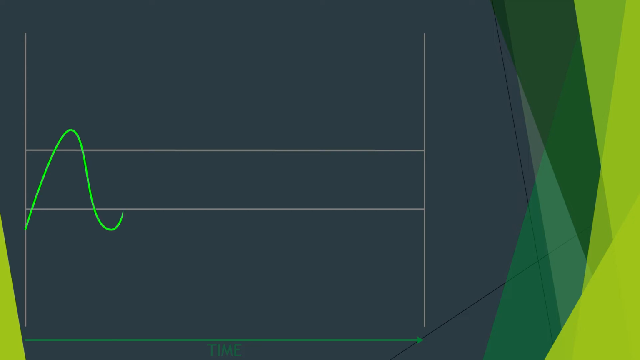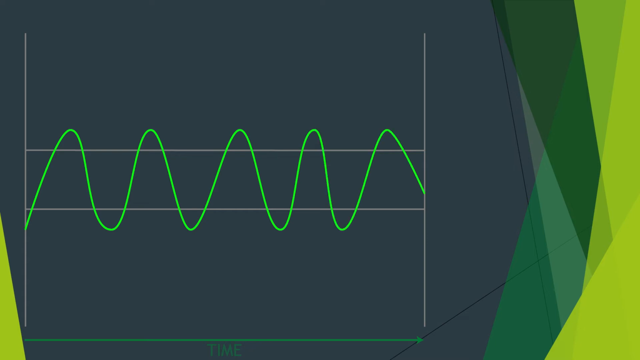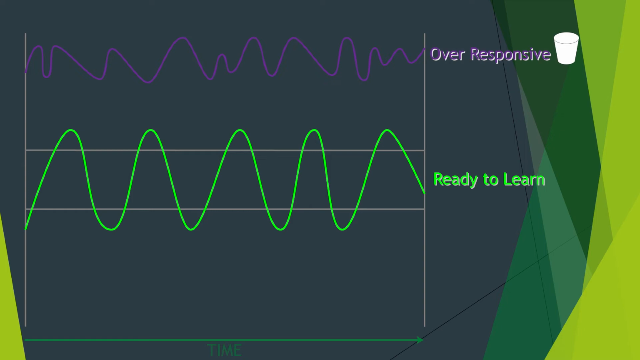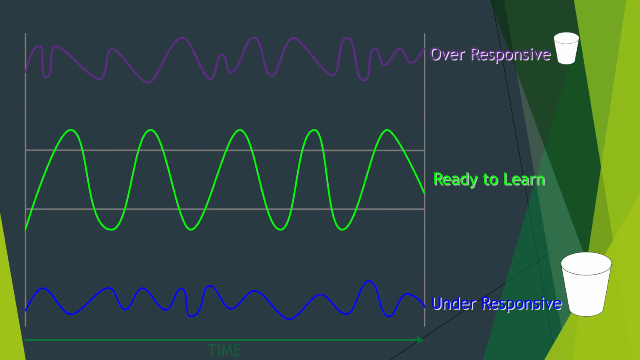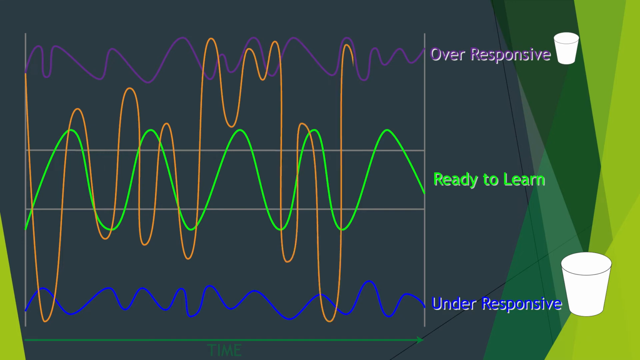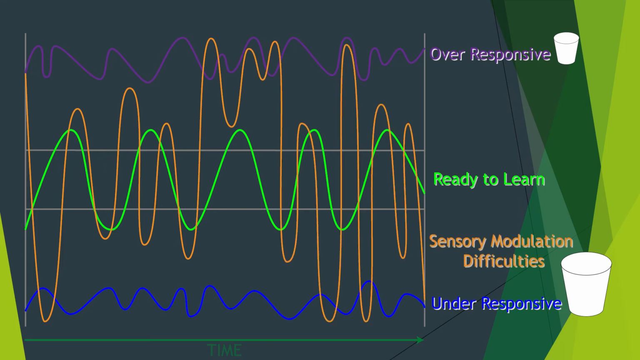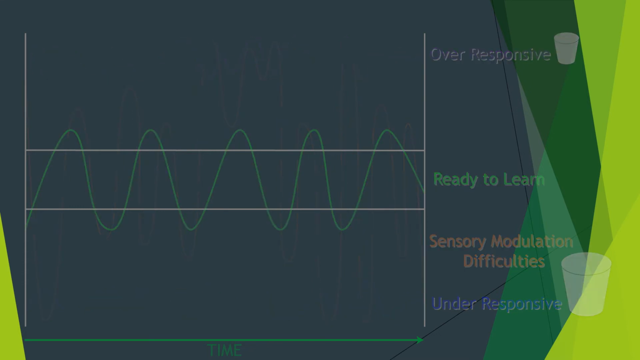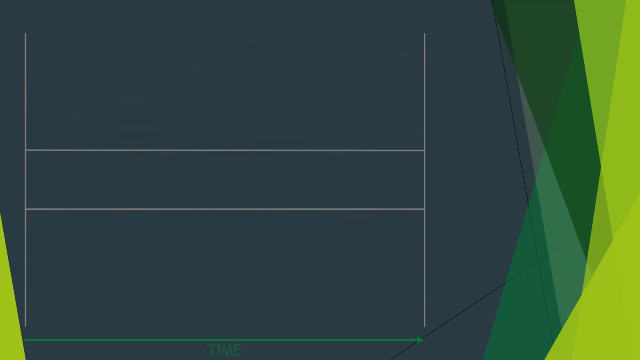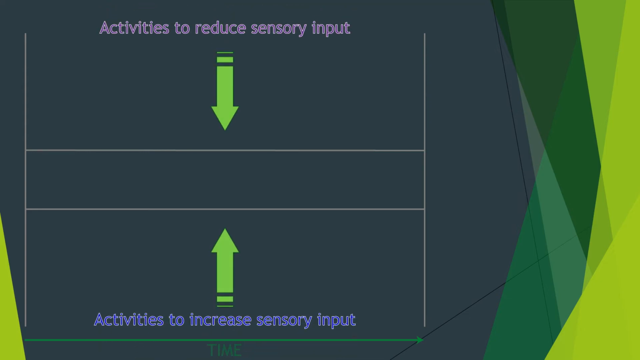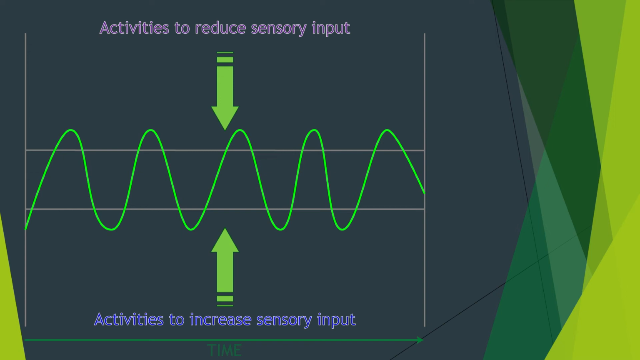Ideally, we want to be in a position where we can manage all of our sensory input adequately enough to go about our day. When looking at children, we often call this the ready-to-learn state. So those that are over-responsive we looked at earlier are up here, and those who under-respond are down here. Some children, however, swing from one extreme to another, and this is known as sensory modulation difficulties. Often, by intervening, we are aiming to provide the appropriate activities to either reduce or increase sensory input, to help a child stay within the ready-to-learn state.